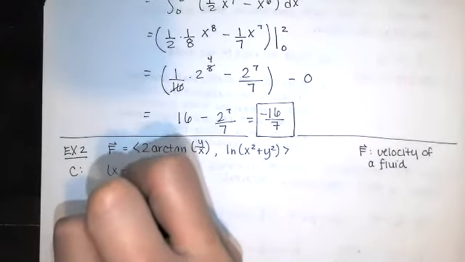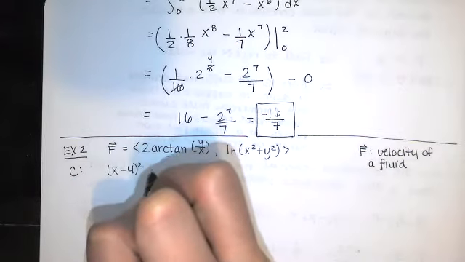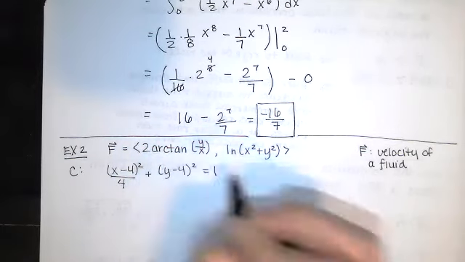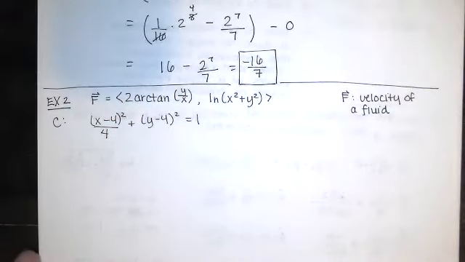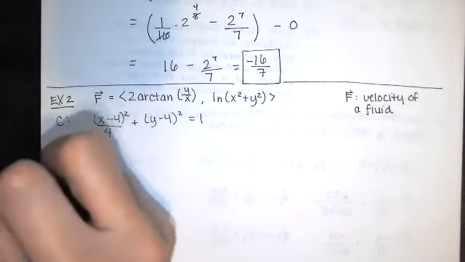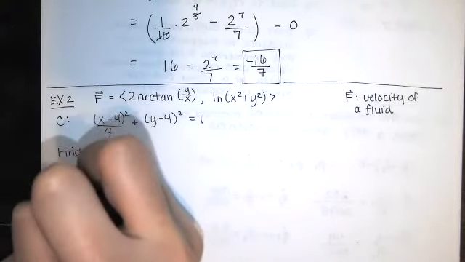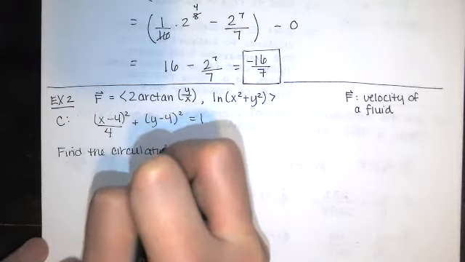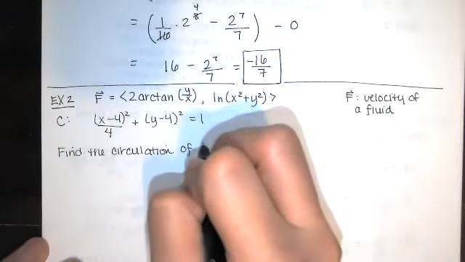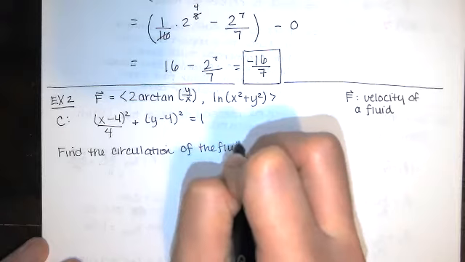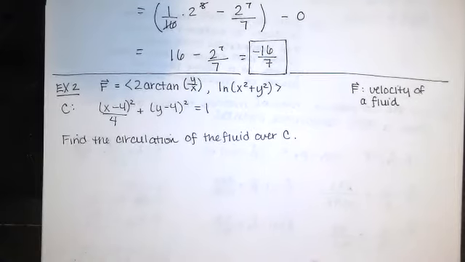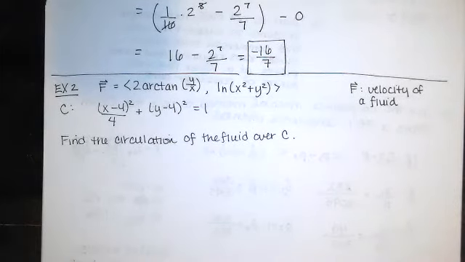We've got (x minus 4) squared over 4 plus (y minus 4) squared is equal to 1. And you're asked to maybe find the circulation of F, or find the circulation of the fluid over C. Well, let's make sure that the conditions of Green's theorem are satisfied.